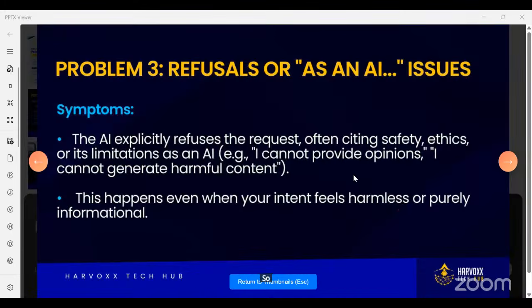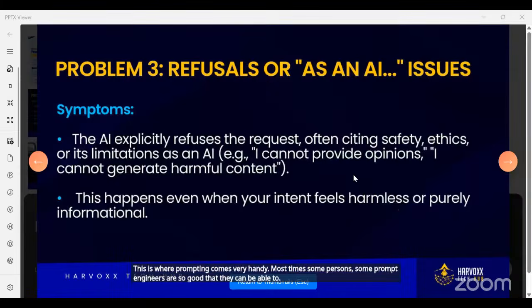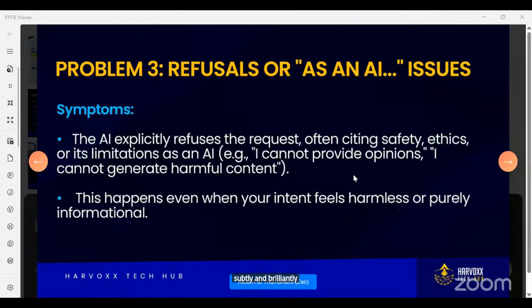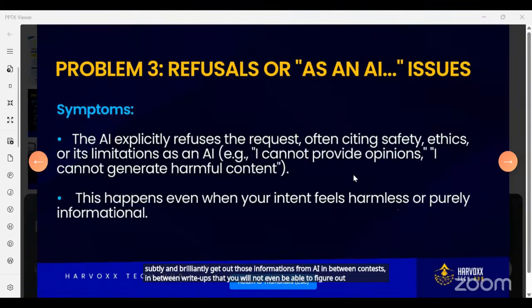However, this is also where prompting comes in very handy. Most times, some prompt engineers are so good that they can subtly and brilliantly get that information from AI in between context, in between write-ups, that you will not even be able to figure out that that's what's going on.